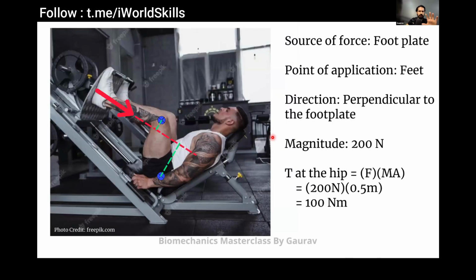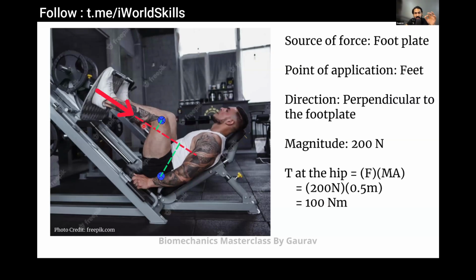Let's do that. So over here, this person is performing the leg press exercise. Now, what is the source of force in this exercise? The source of force is the foot plate, because this foot plate is in contact with this person's feet, right? So this entire machine is not the source of force. It's the foot plate that is the source of force. Correct? What is the point of application? The feet, of course.